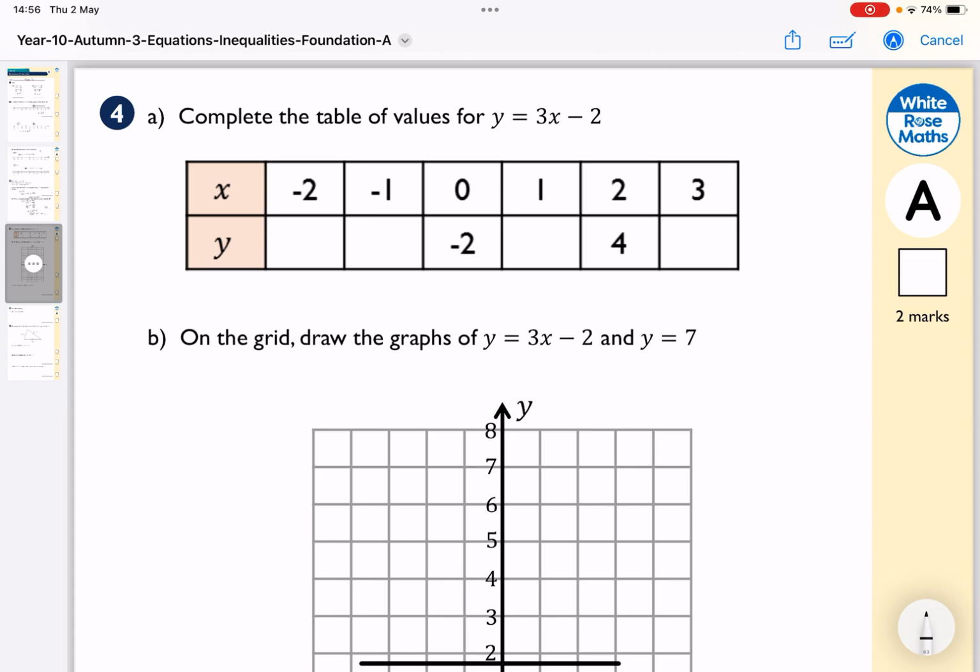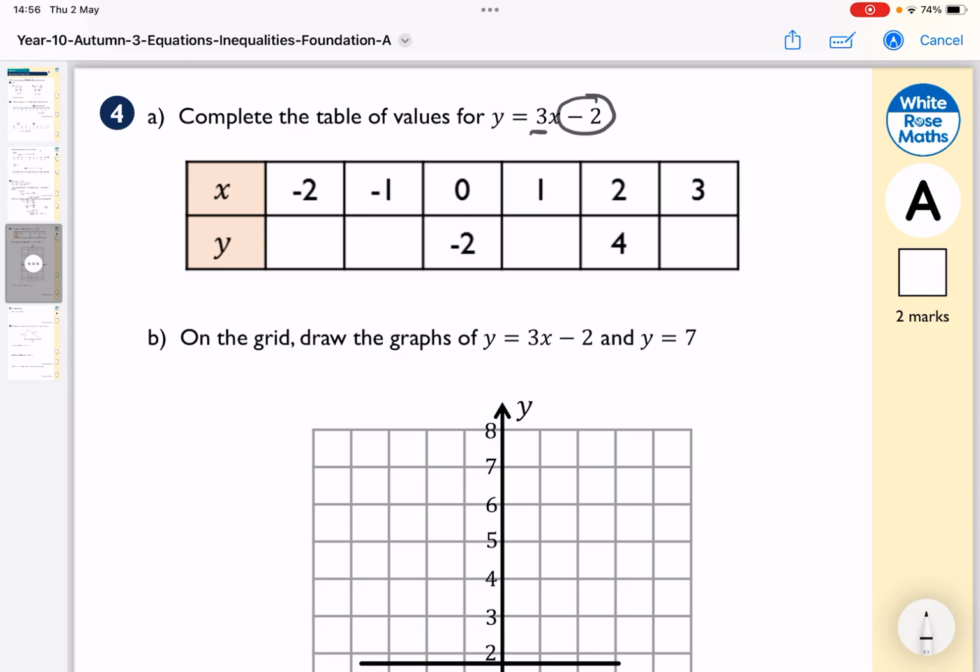Now, we see that 0 has been substituted into 3x, so 3 times 0 is 0, take 2 is minus 2, sorry. And what you find with x equals 0 is that the y is always this number here. The 3 tells us this is a linear graph, so it's going to be a straight line, and the sequence goes up in 3s.